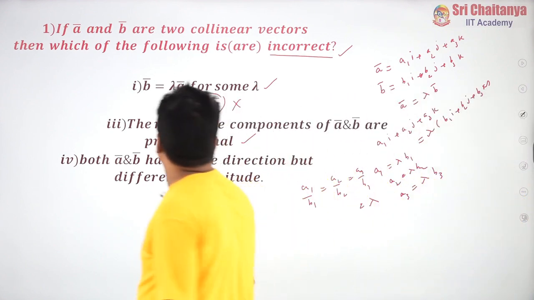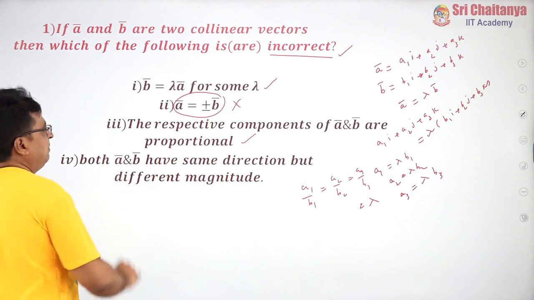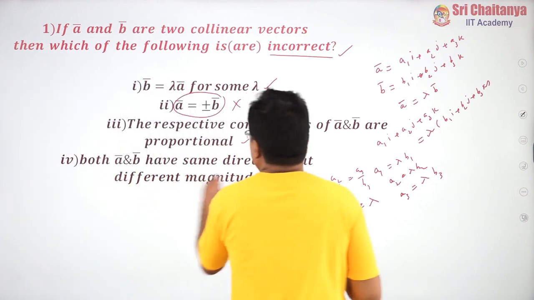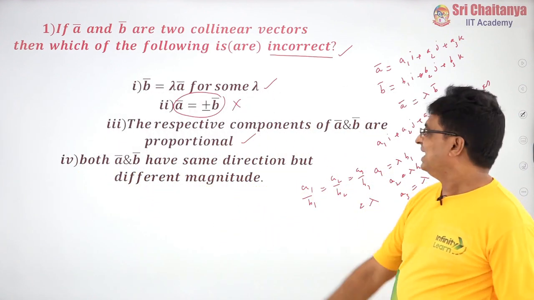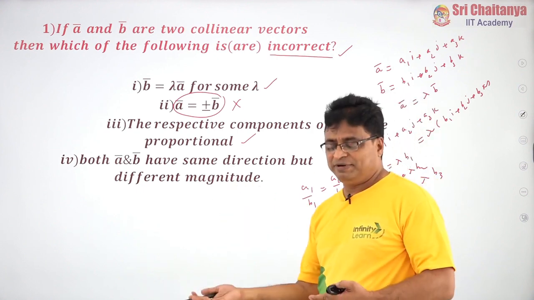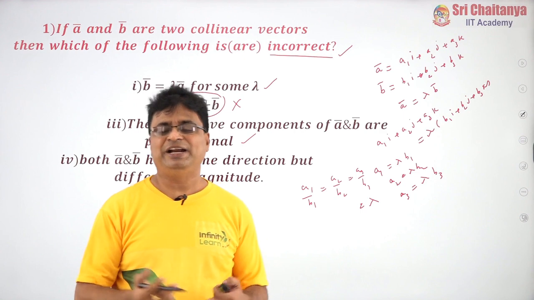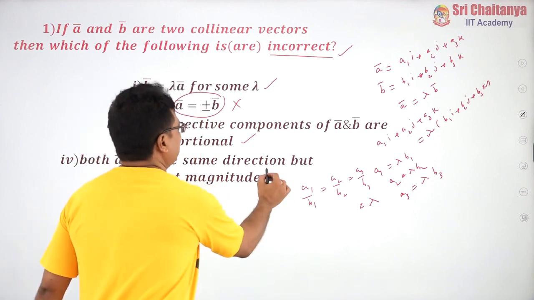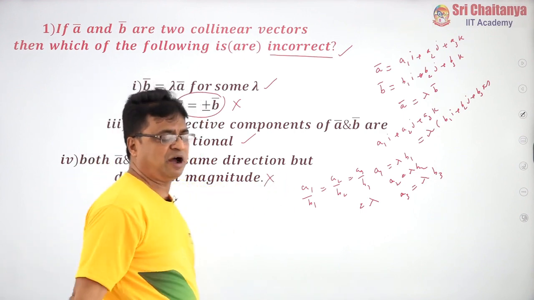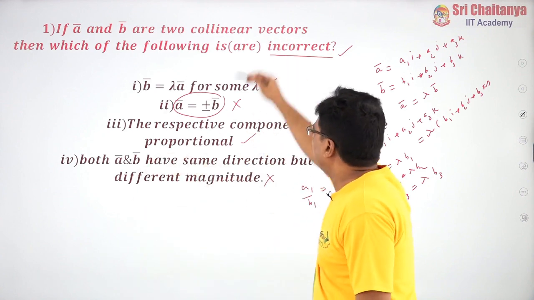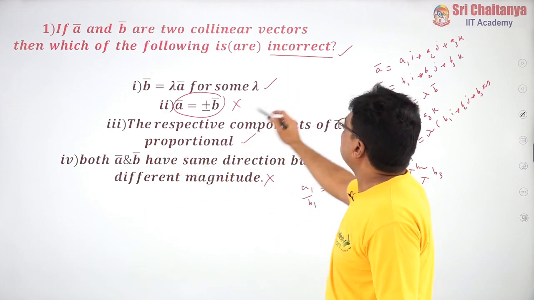Whereas in the fourth one, both A bar and B bar have the same direction but different magnitude. If they have the same direction with different magnitude, they need not be collinear. So this is again a wrong option. So among the four, what are the incorrect answers?